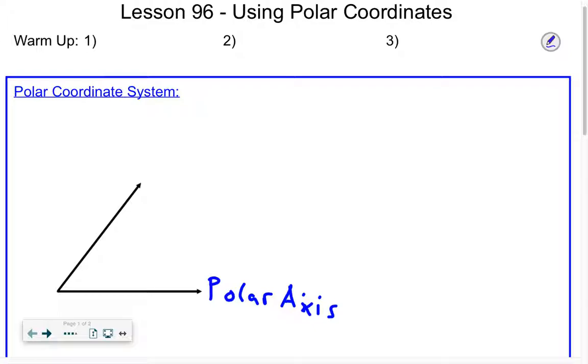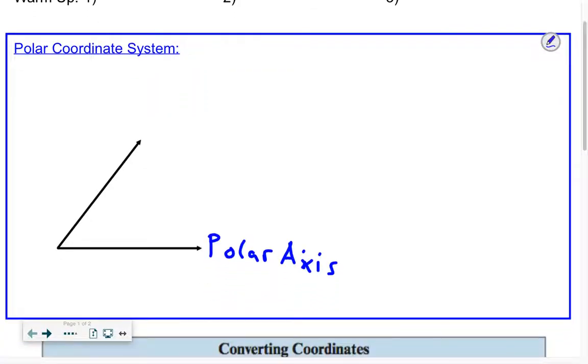This is going to be our origin. They refer to it as point O. We also can call it the pole, or origin.